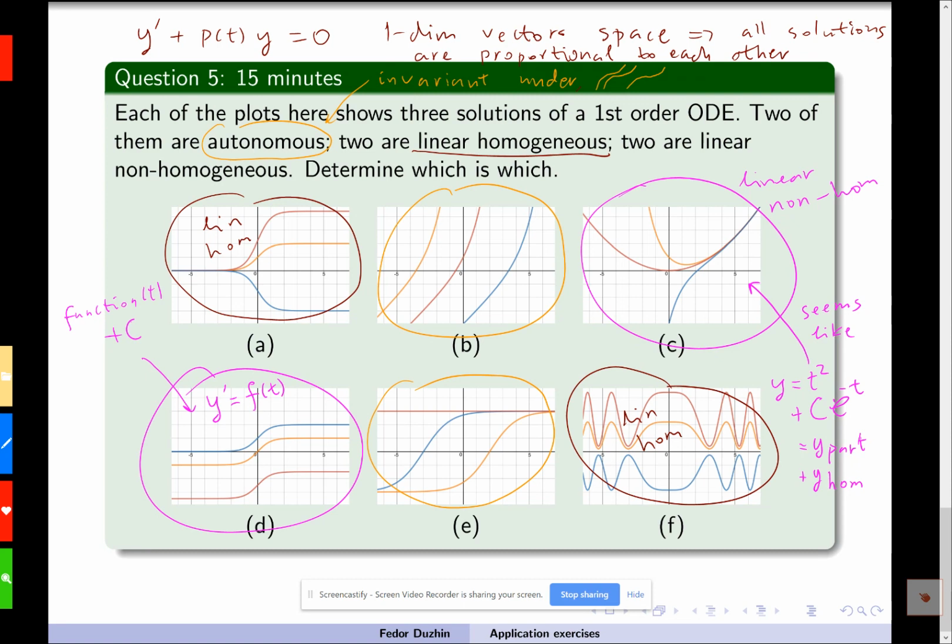So this is how we see that it fits into the paradigm of a linear non-homogeneous equation. Although I agree that in C it is probably harder to see, and the safest way is this: once we have established that A and F are linear homogeneous, and that's for sure, and B and E are autonomous, and that's also for sure, then the remaining two must be linear non-homogeneous.